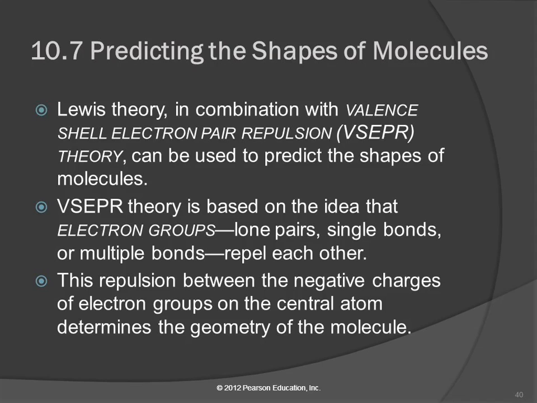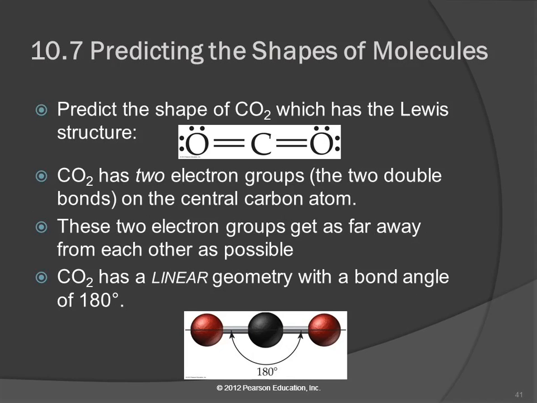If you think about this, electrons are negatively charged, right? So why would electrons want to be near each other? They really wouldn't. So we have these repulsions. These electron groups are going to try to get away from each other, get as much space as possible. It's a little bit like siblings in the minivan. They're not going to sit next to each other if they don't have to, right? They're going to spread out, or strangers on a bus.